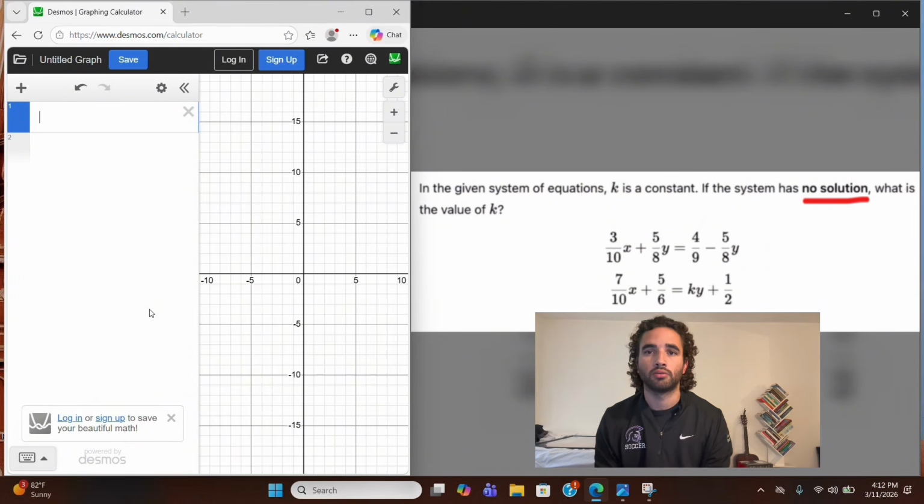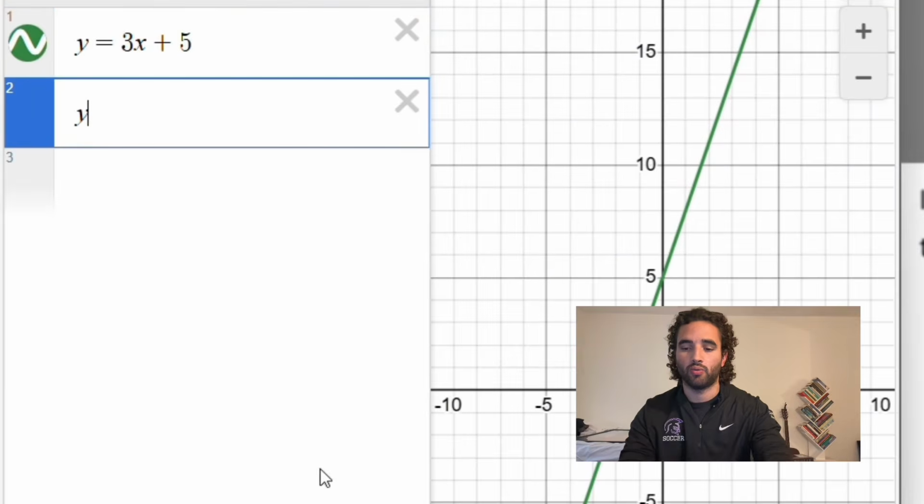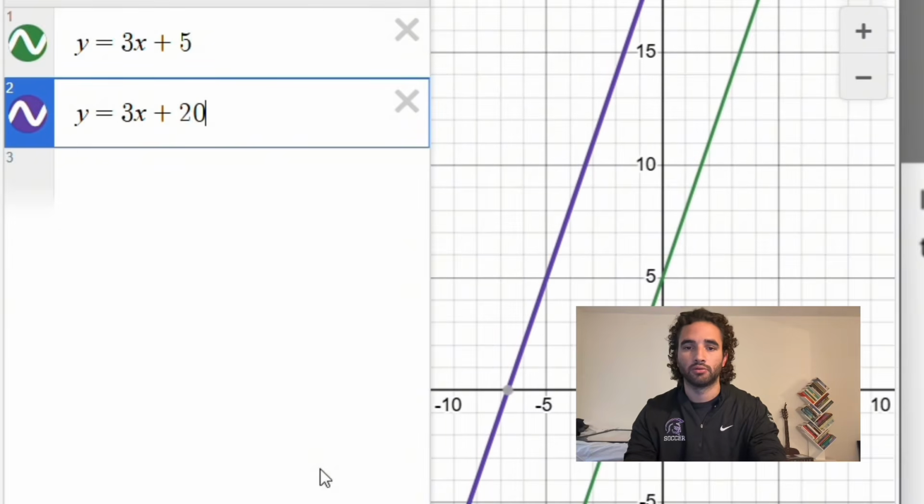Why is this important? Well, if two lines are parallel, they have the same slope and different y-intercepts. So for example, if I had y equals 3x plus 5 and y equals 3x plus 20, we have the same slope and different y-intercepts. So this would be an example of no solutions.